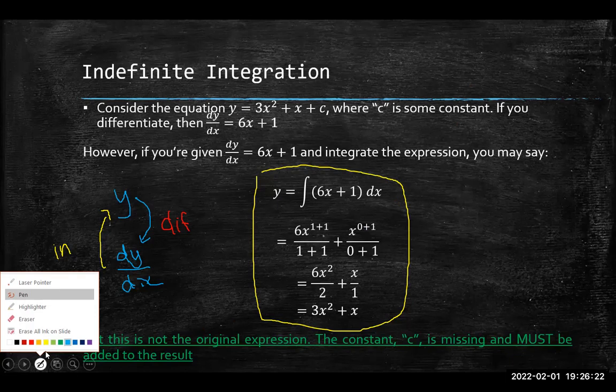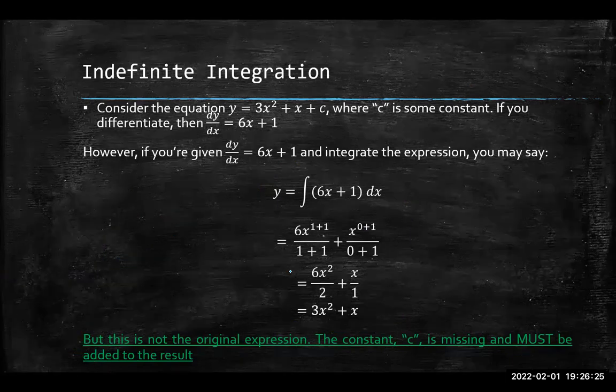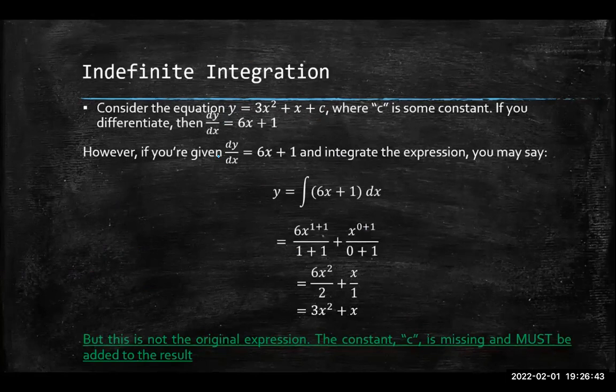There's a problem though. I said integration is the reverse of differentiation. So if I go from my equation, y is equal to whatever, and I differentiate, I get dy on dx. Integration is the reverse of differentiation. So if I start off with dy on dx, which is 6x plus 1, when I integrate, aka I do the reverse, I'm supposed to get back this equation: y is equal to 3x squared plus x plus c.